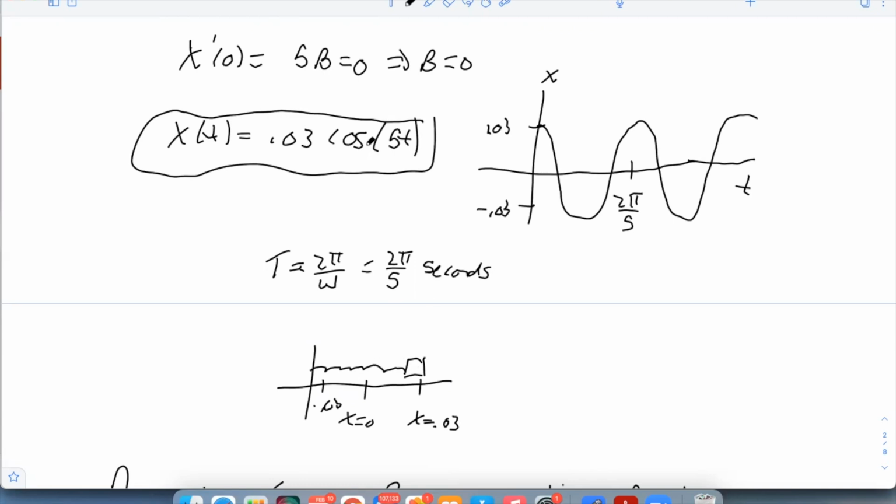like a cosine. You may remember from trig that the period of a cosine function is 2 pi over whatever's in front of your variable. So 2 pi over omega. So my period, the time it takes to make a complete cycle, to go all the way over and back, will be 2 pi over 5 seconds.